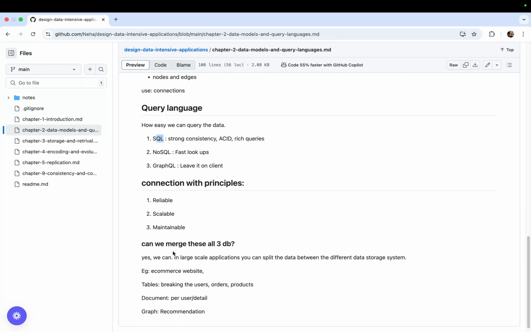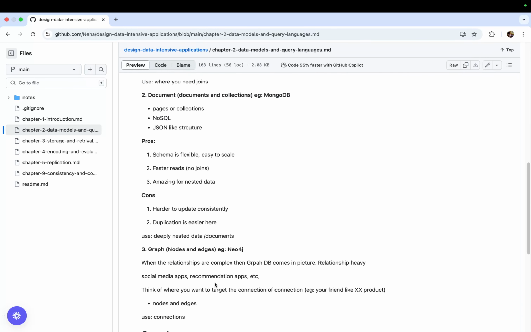But one of the questions was, can we merge all these three data models in one same application? Yes, we can do it. So if we take the example of an e-commerce application, for the users we are onboarding, we can create a table to have their records, their orders, their products, and all the user details can go as a document. And when I want to implement the recommendations on my e-commerce application, I will use the graph model. So yes, we can merge all this.